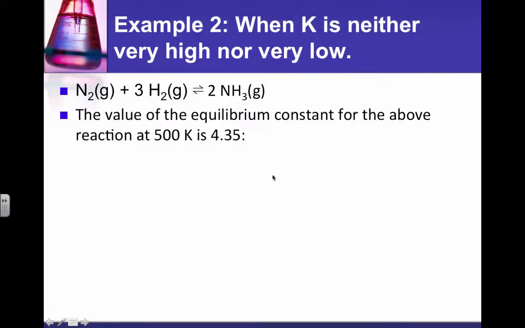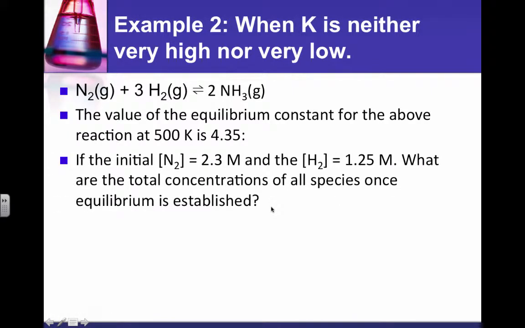So here's our situation. We're going to combine nitrogen and hydrogen to form ammonia. This is a balanced equation we've seen many times before, and we're given the equilibrium constant for the reaction at 500 kelvins. Then we have initial concentrations given for nitrogen and hydrogen. This must mean that there's no ammonia there yet, since the reaction hasn't started until we put the two things together.